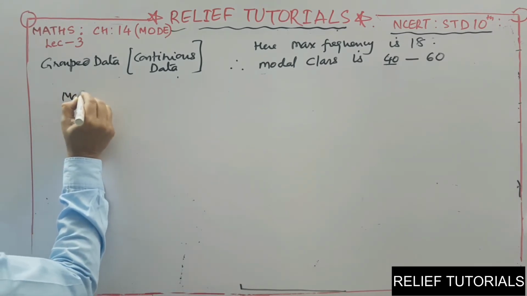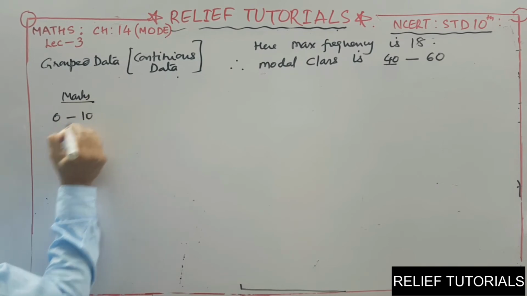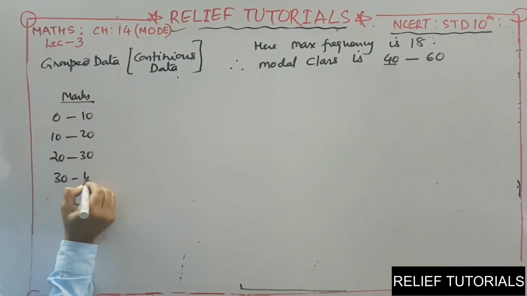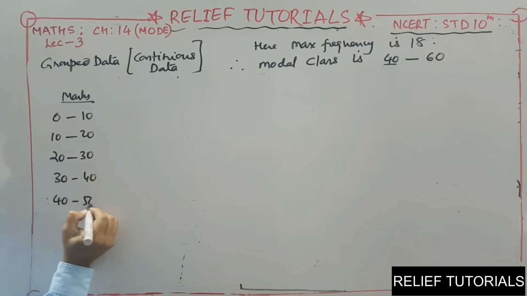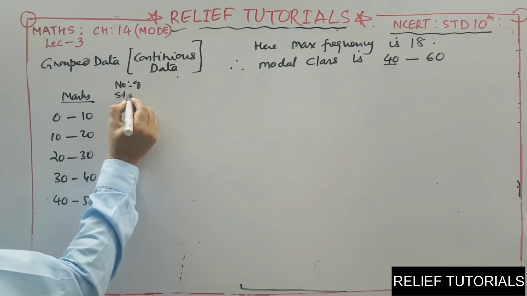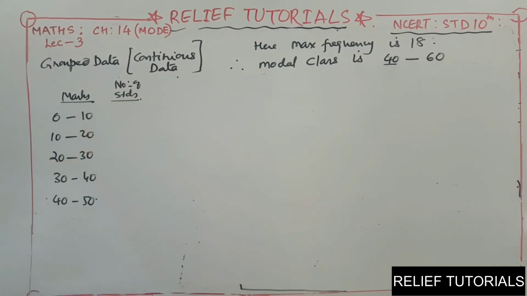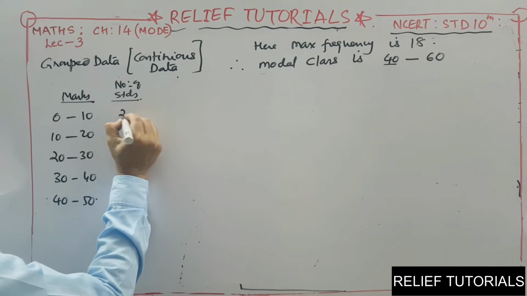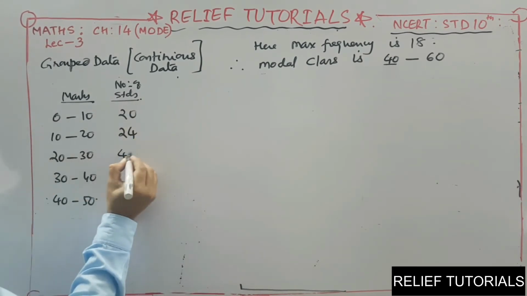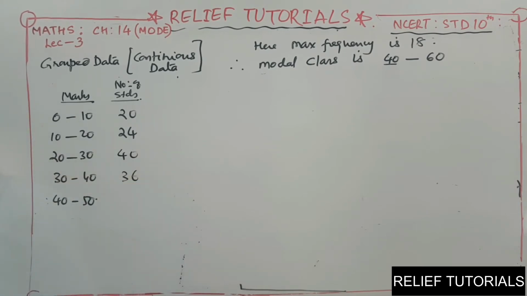Here are marks of students: 0 to 10, 10 to 20, 20 to 30, 30 to 40, with frequencies 20, 24, 40, 36, and 20.